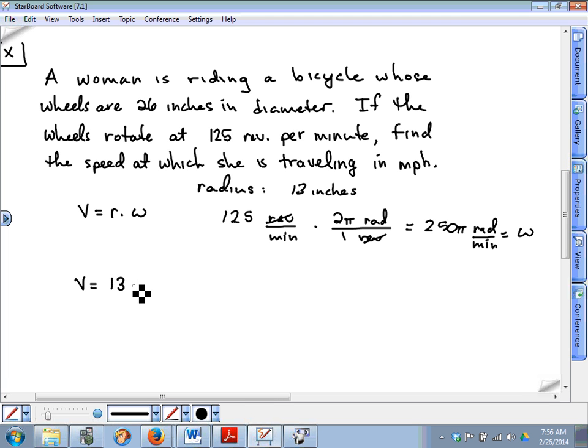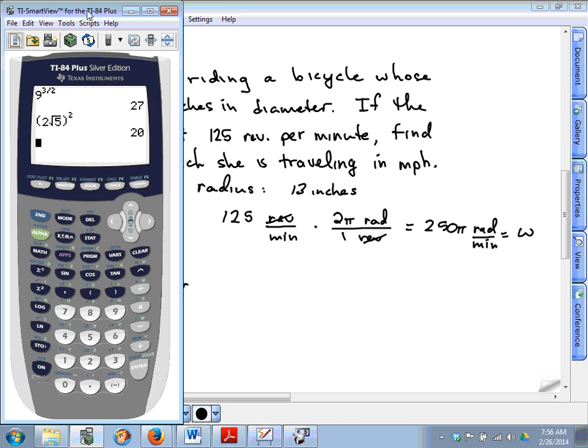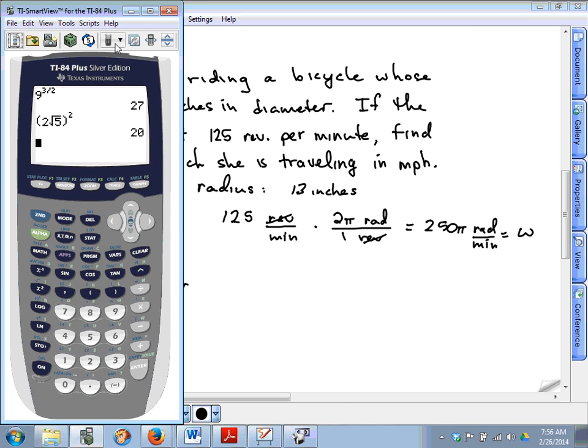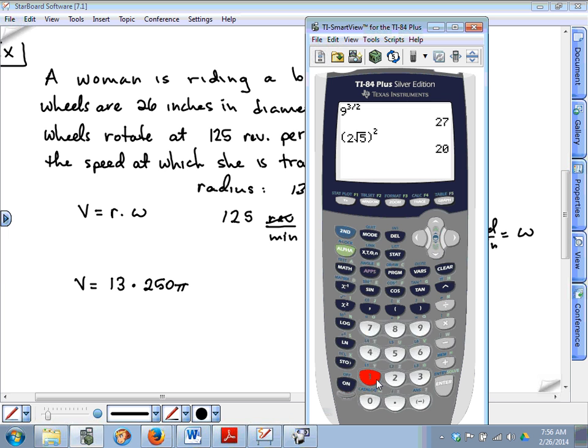Radius is 13. Omega is 250 pi. Now for the time being, let's just leave pi in there and multiply the numbers. And we'll multiply pi at the very end, just so we don't have to do a lot around it. So we have 13 times 250. That's 3,250 pi.